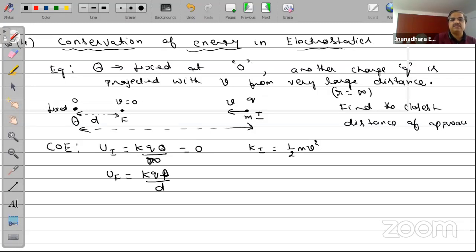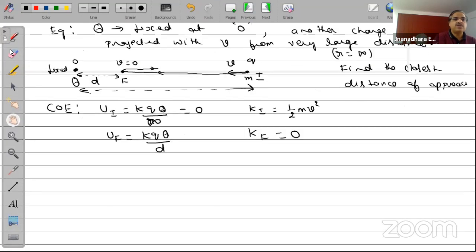That d is here. But the final kinetic energy is equal to 0 because the particle has come to rest momentarily. After that, of course, it's going to return back. So the particle will come here, momentarily it will be at rest, and then after that it returns back. So this is the closest distance of approach. Now I can say that Ui plus Ki is equal to Uf plus Kf.